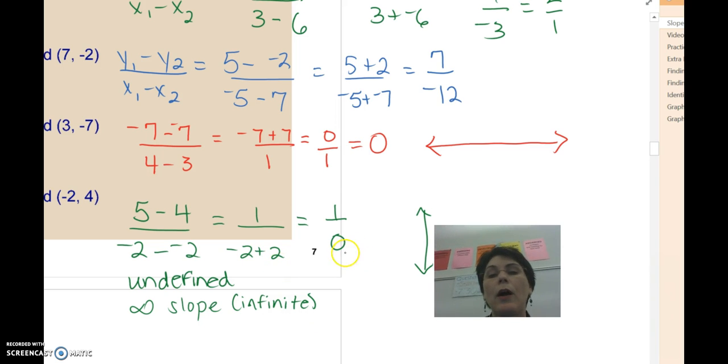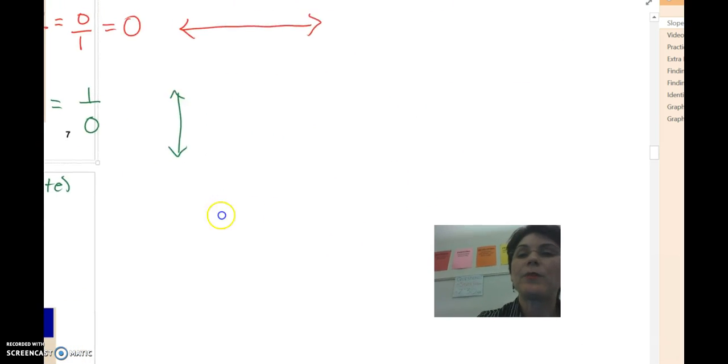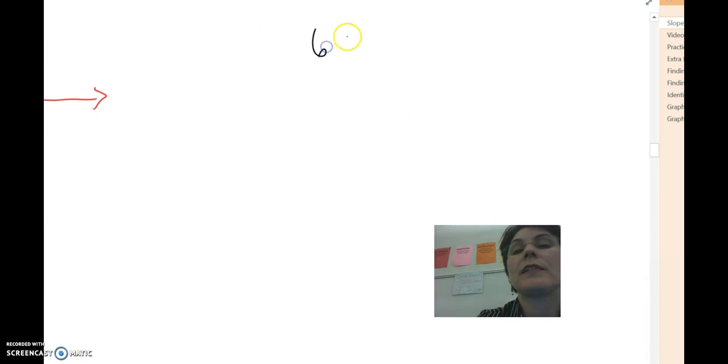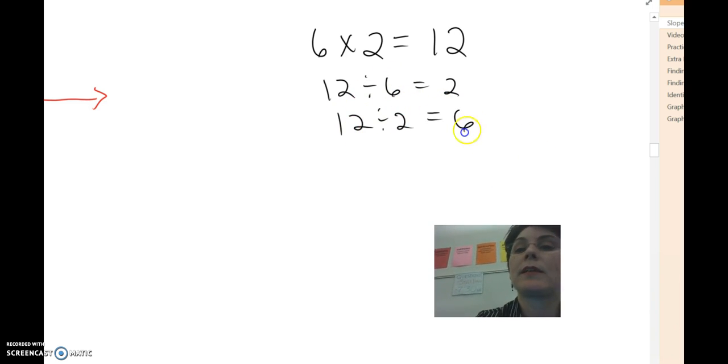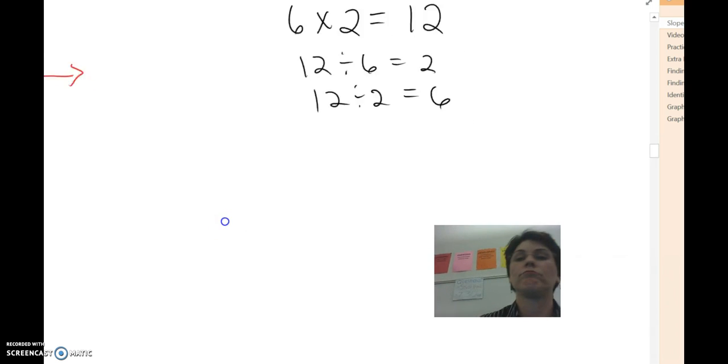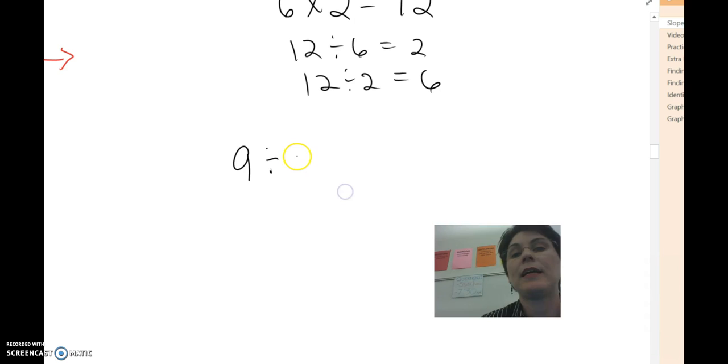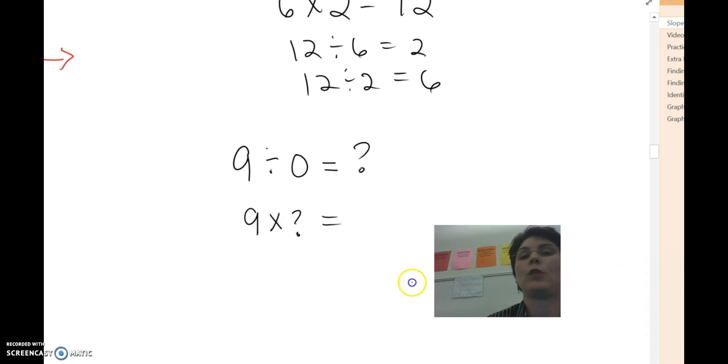So let's think about dividing by 0 and why you cannot divide by 0. If I have 6 times 2 equals 12, well, then I know that 12 divided by 6 is 2, and 12 divided by 2 equals 6. But if I have, say, 9 divided by 0, that's not going to work, because that would be saying that I had 9 times something that equaled 0.